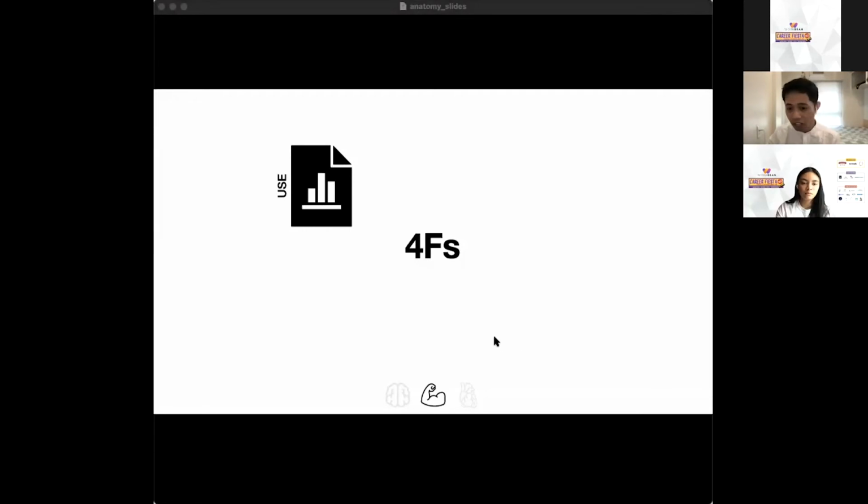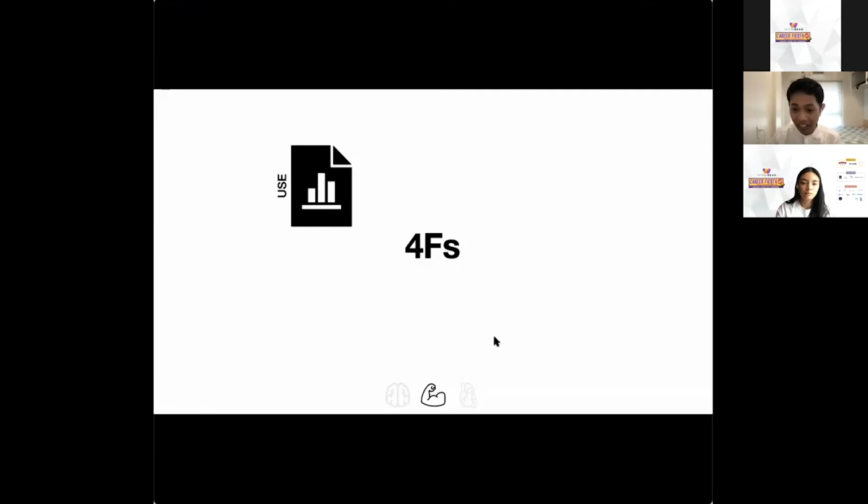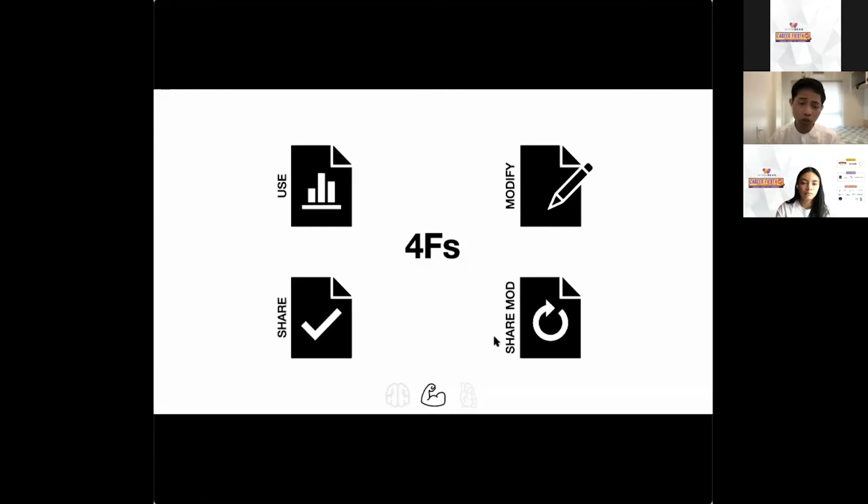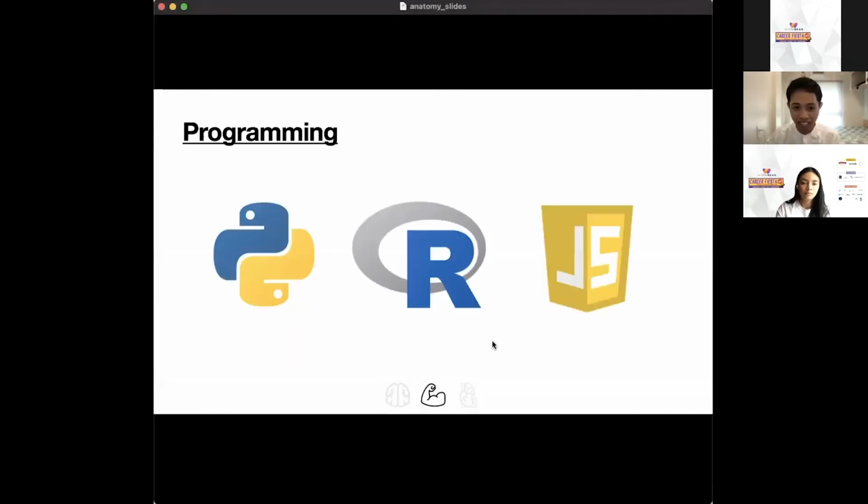Okay. The philosophy behind this is called the four freedoms. So when we use open software, we are free to use it, we are free to modify it, we are free to share the software, and we are free to share these modifications. That's the beauty. You don't have to use proprietary software that you have to pay for in order to develop, in order to code. So that's what is really important here.